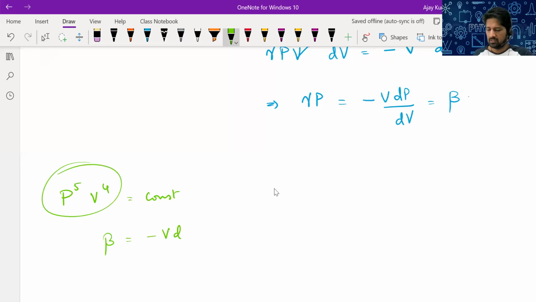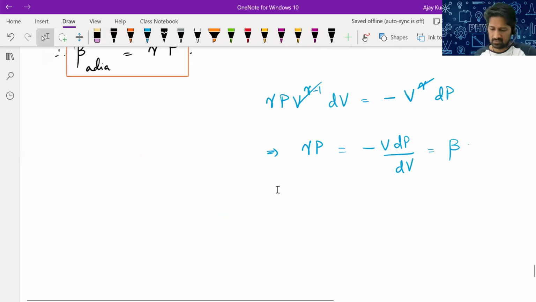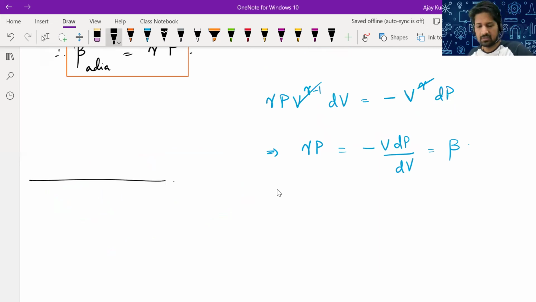Minus V dP by dV. So the pressure volume equation has to be differentiated, and you should obtain dP by dV from it and put it here. Then you can get the bulk modulus. All the derivations are important. That is why we are spending so much time doing them. Unnecessary derivations I will not explain.